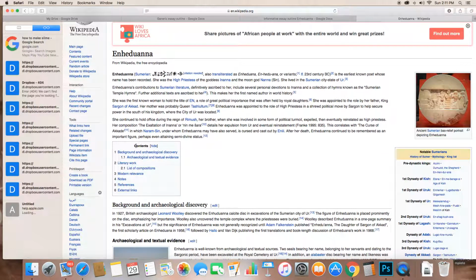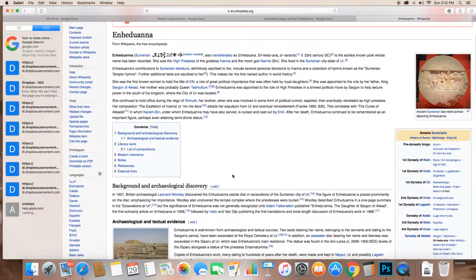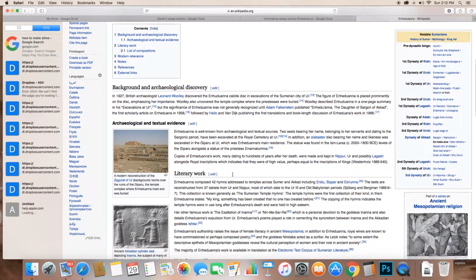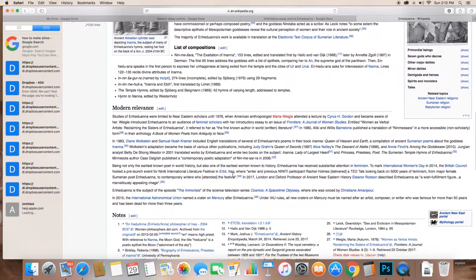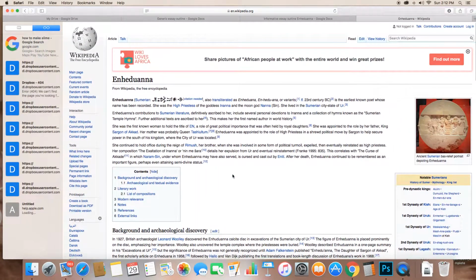Okay, because this tab right here will show me what the contents of the whole thing are. So I've got background and archaeological discovery, literary work, and modern relevance, which coincidentally is a lot of what I really want to see, because I had a guess about what kind of categories I can make in my essay.